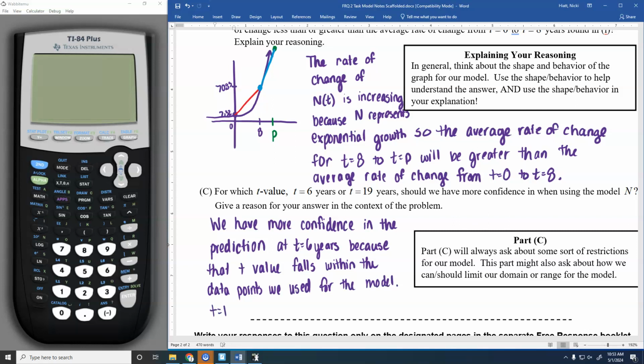t equals 19 is farther outside the data points used and will be less reliable.